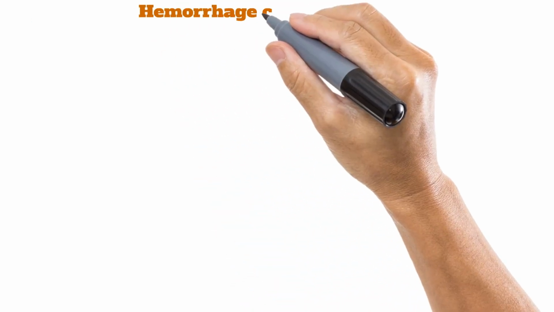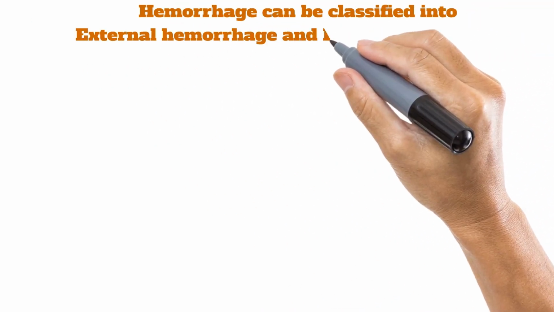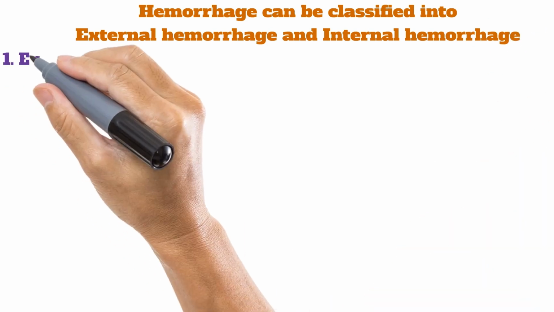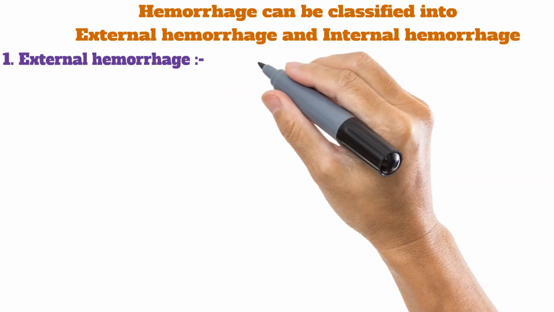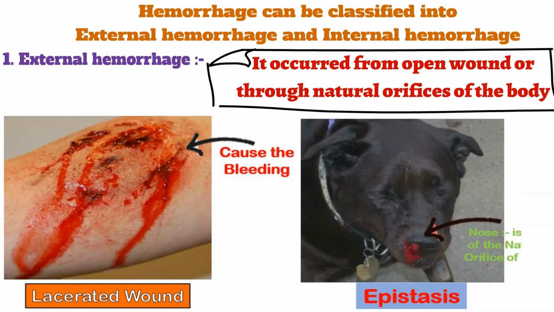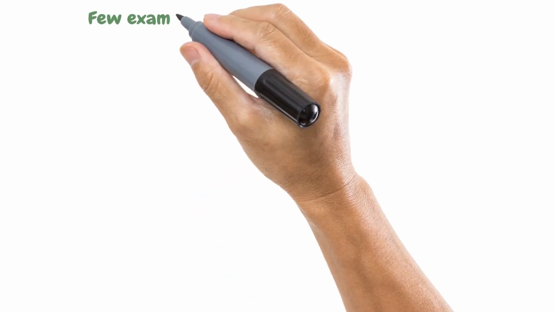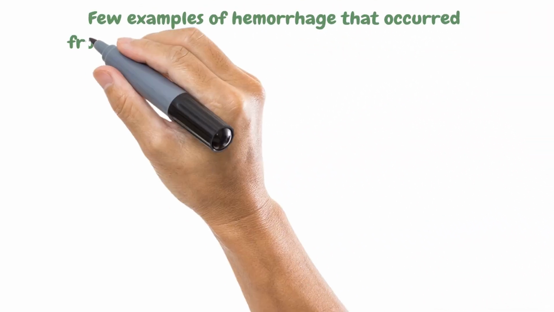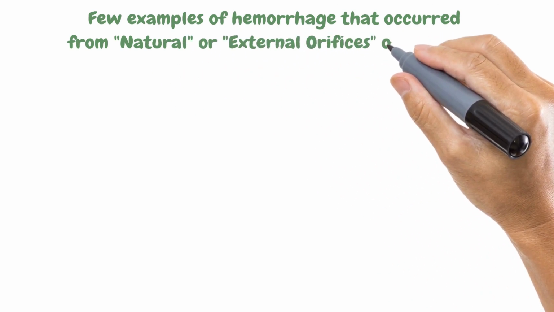Hemorrhage can be classified into external hemorrhage and internal hemorrhage. The first one is external hemorrhage. It occurs from an open wound or through the natural orifices of the body. For example, as shown in the picture, an open wound causes blood loss, that is the hemorrhage. And here are a few examples of hemorrhage that occurs from the natural or external orifices of the body.